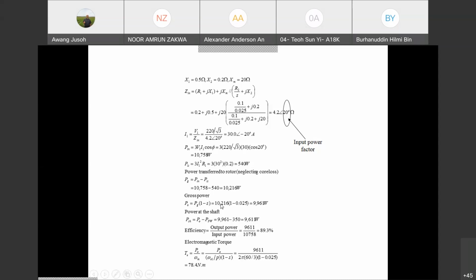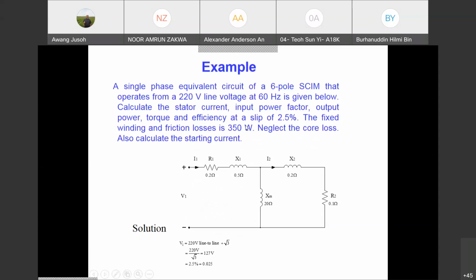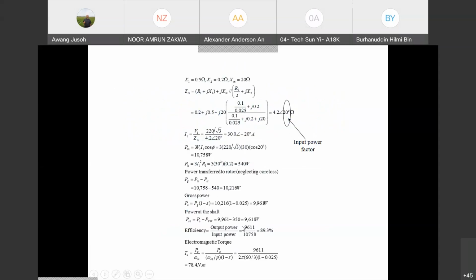PAG we know already here, and 1 minus S we know already. Then you can find the PAG or PM or P out there. And P shaft. P shaft is P out or PM minus P rotational loss. 350, there you go. P shaft is the net power generated by the machine. Then divide by input power, which is this one, to give you the efficiency of the machine.